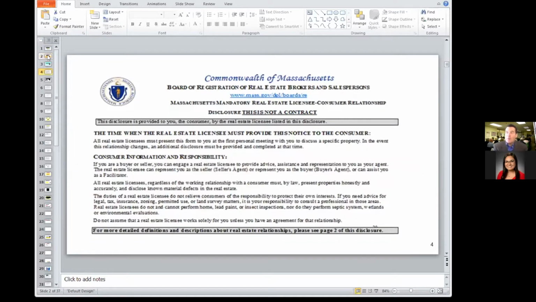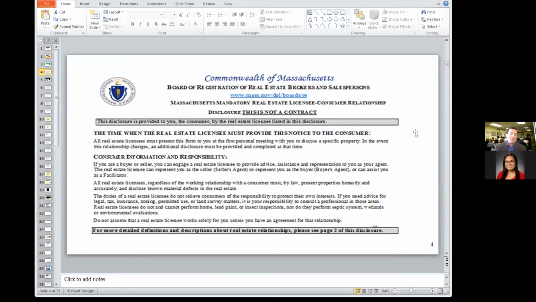Does this form look familiar to you? I hope so, because this is the form. It says right on the form, when do you present the form? Well, it says it right there. The time when the real estate licensee must provide this notice to the consumer. So there shouldn't be any confusion, it's right there.